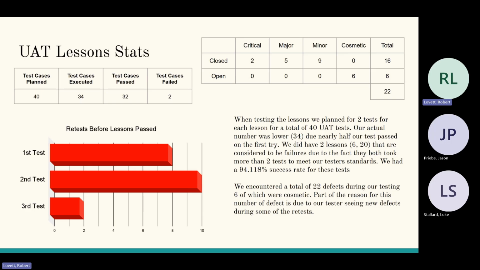And during this time, we encountered 22 defects, 6 of which were cosmetic. Part of the reason for this number of defects is because our tester saw some new defects when we would resend lessons.